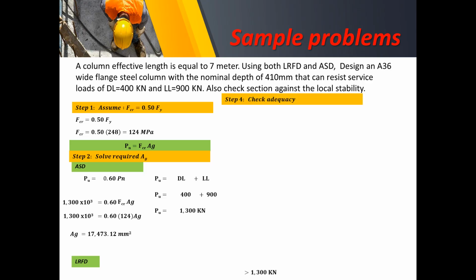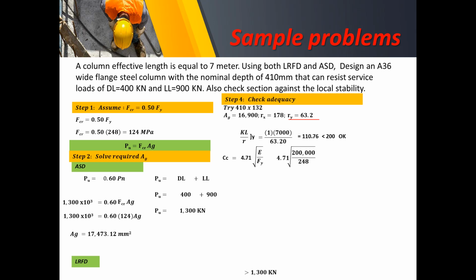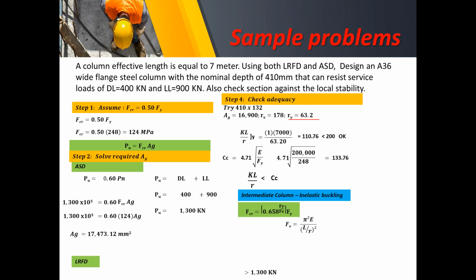A similar procedure will be performed here with that trial section. Of course, we choose the lesser radius of gyration, and it is acting along the y-axis. So we yielded 110.76, and still that is within the limit of 200. We use the same Cc here and compare, and that is an intermediate column, wherein Fcr will be given by that equation.